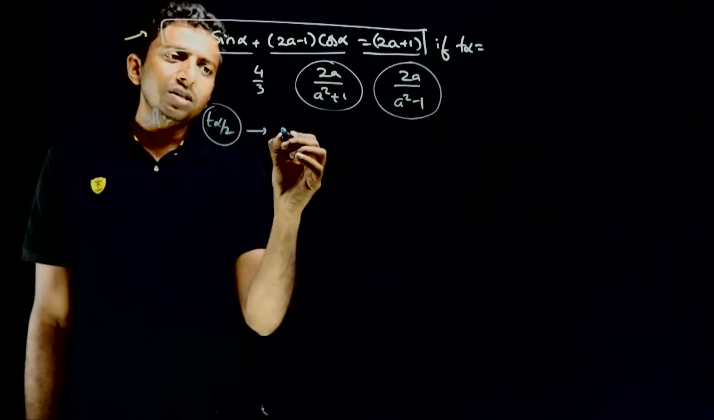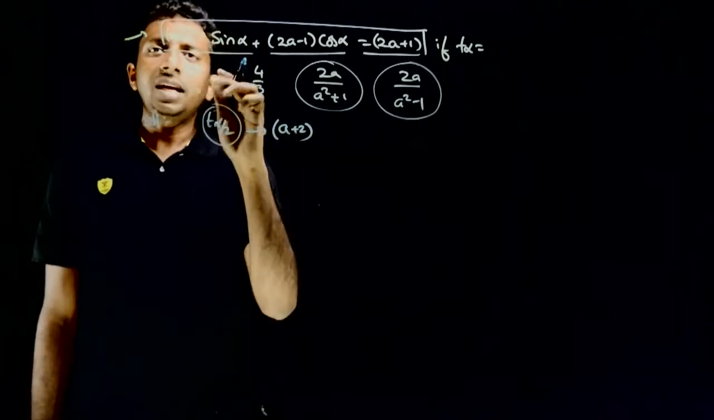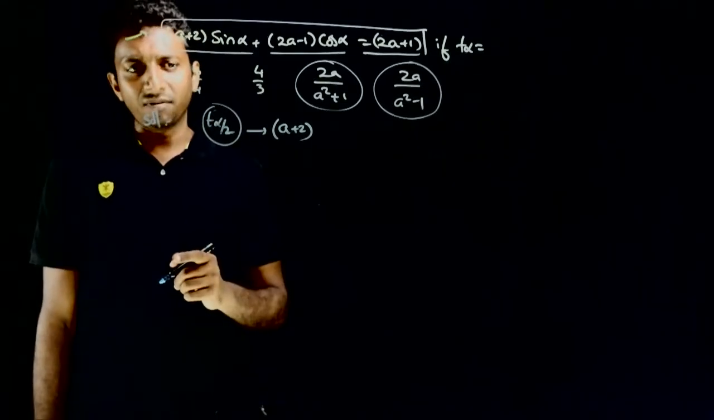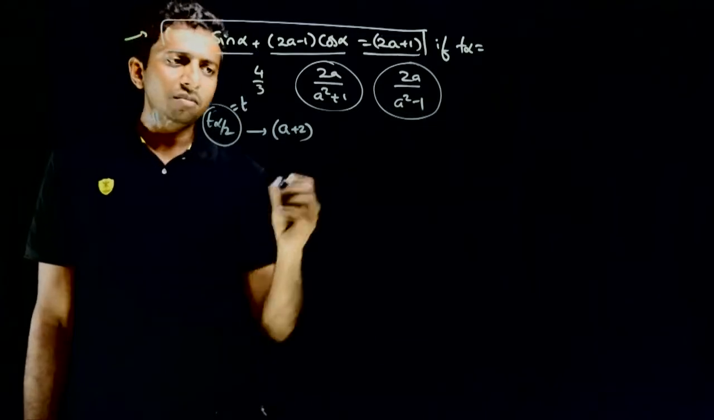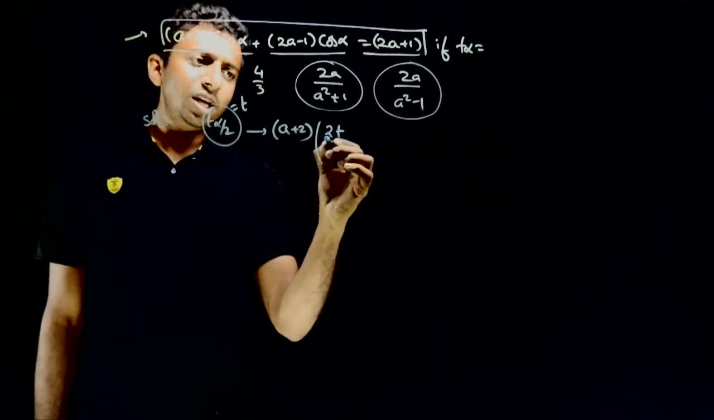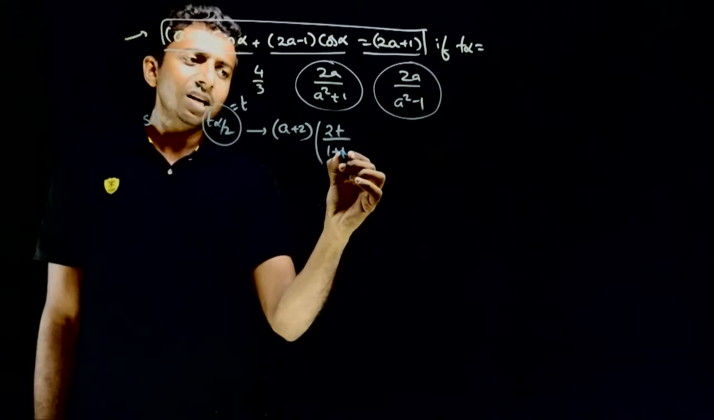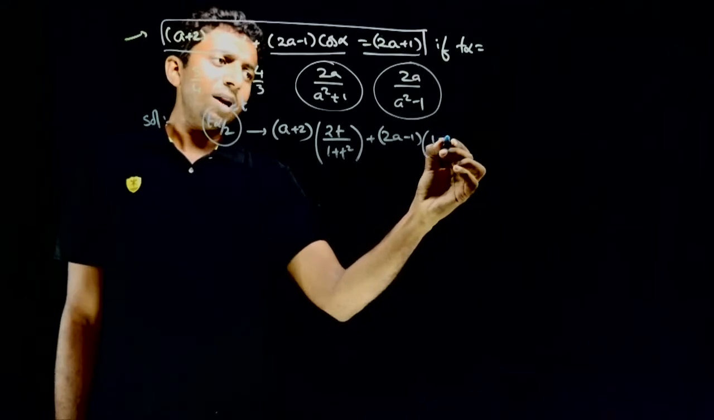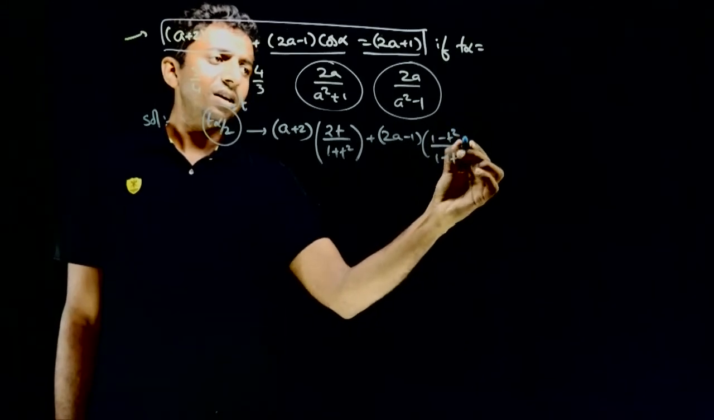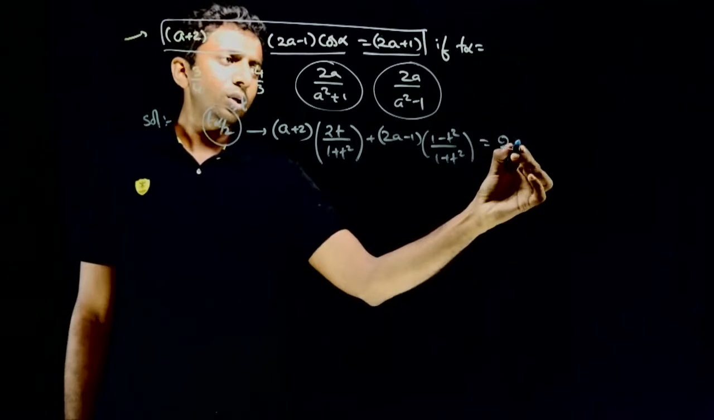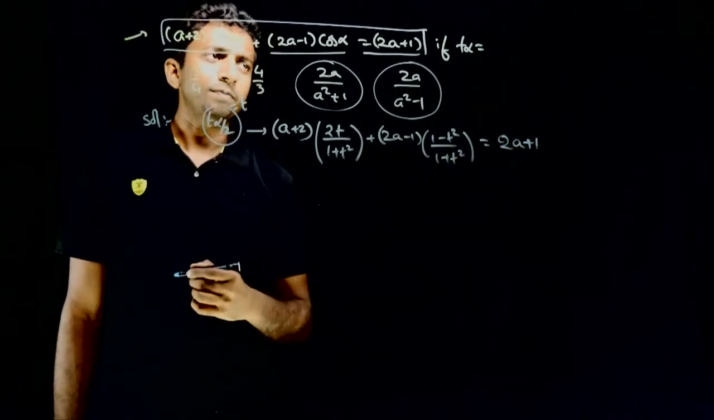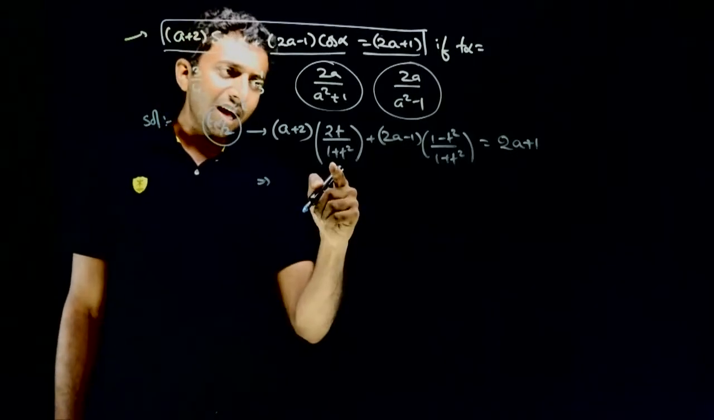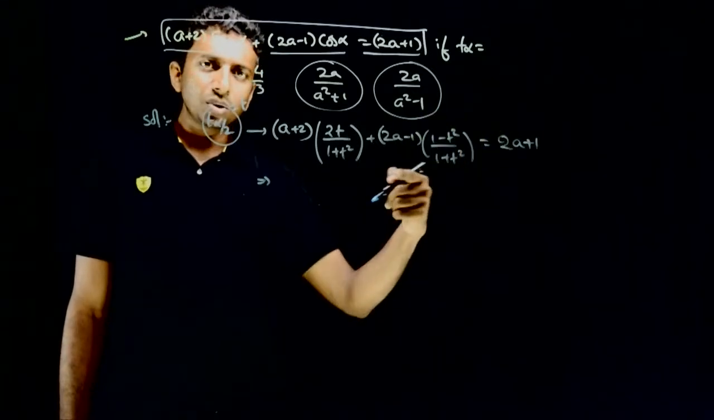So let us try. sin α is 2 tan(α/2) / (1 + tan²(α/2)). Let tan(α/2) be equal to t. So (a+2) times 2t / (1 + t²) plus (2a−1) times (1 − t²) / (1 + t²) is equal to 2a+1. This implies, now we will create a quadratic equation. Here also 1 + t², here also 1 + t², that goes on to that side.